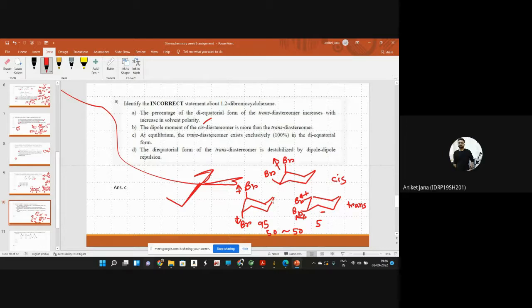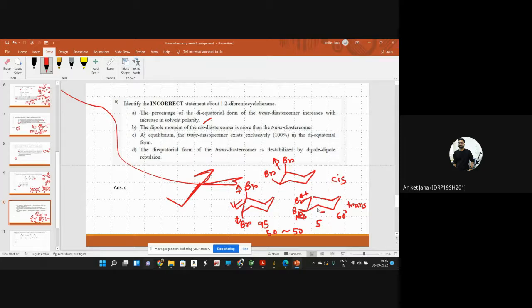No, as I have already discussed in the last question, there is a dipole-dipole interaction in the case of the di-equatorial form, right? In the cis, both are equatorial, so there is a dipole-dipole interaction. The dihedral angle is 60 degrees. So the trans isomer considerably stays in the diaxial form. The percentage of the di-equatorial form is very low.